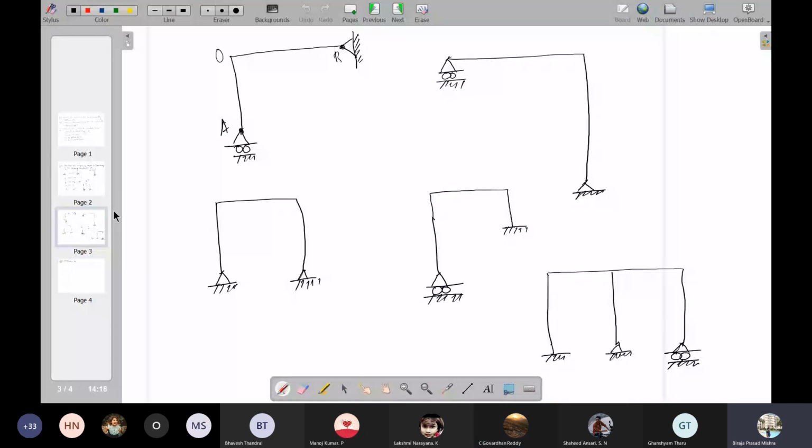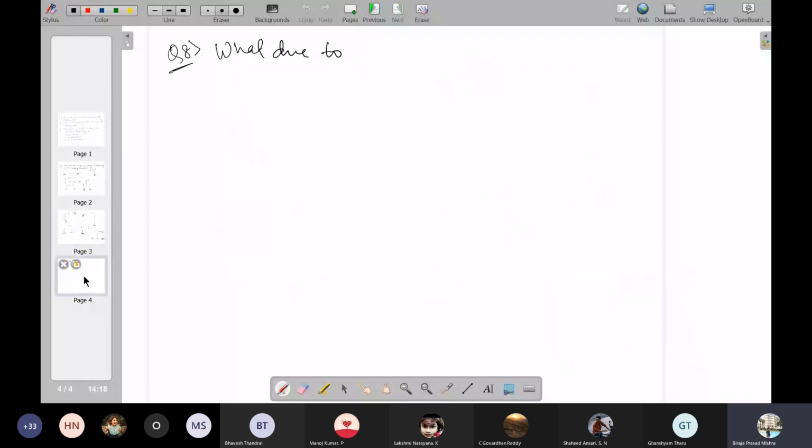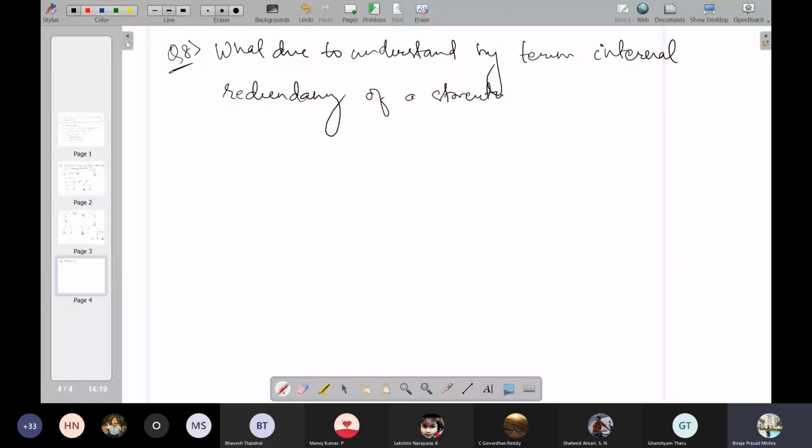Okay. So the eighth question, this is a short question. These are all short questions. So the next question is, what do you understand by the term internal redundancy of a structure? Okay. Question number 9.